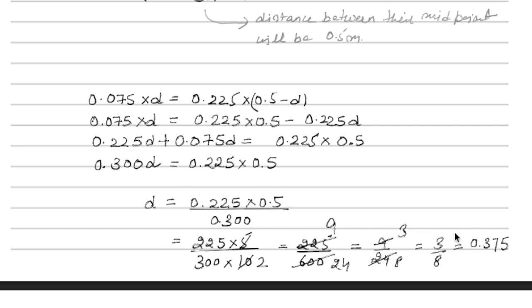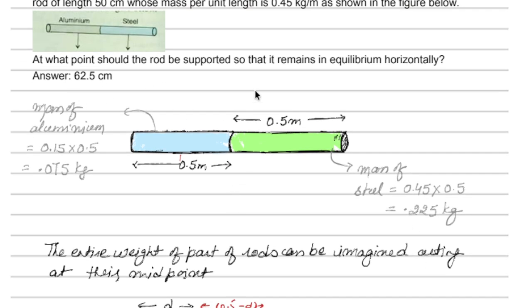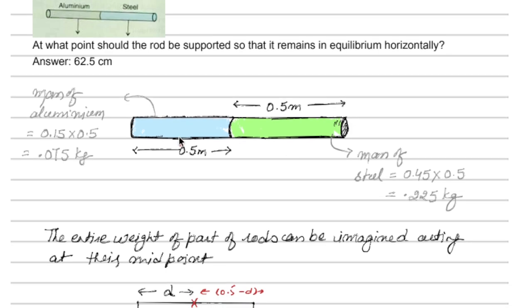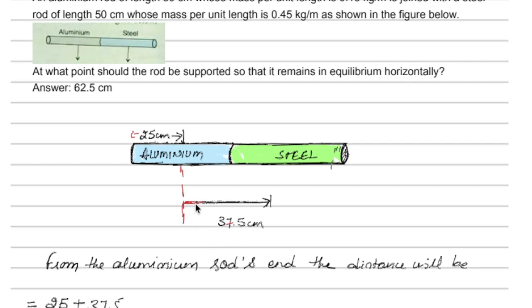But the problem is not solved. Let's see what they are asking: at what point should the rod be supported so that it will remain in equilibrium? We have found it: from the aluminum's midpoint it will be 0.375, somewhere here. But what will be the distance from this end? For that adjustment, we will do the next part. We now know from the aluminum's midpoint the distance where we have to put a pivot or support to balance, and that is 37.5 centimeter or 0.375 meter.